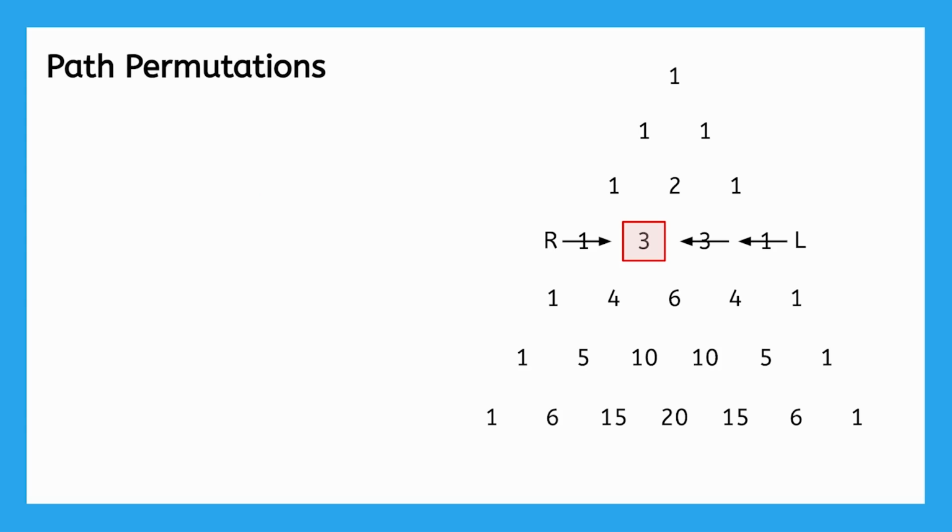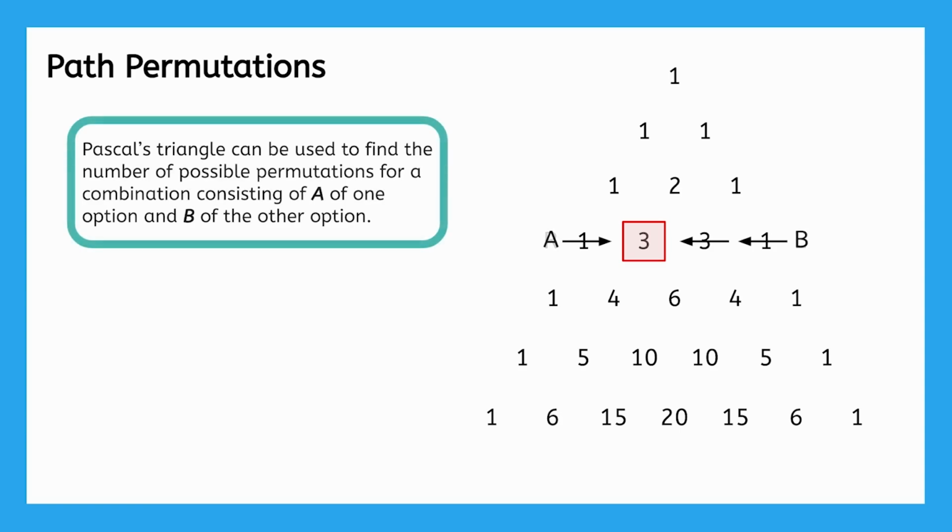More generally, in situations with only 2 options, Pascal's triangle can tell you how many permutations can be made with A of one option and B of the other option. Since the triangle is symmetrical, it doesn't even matter which option is A and which is B. 1 A and 2 Bs will have the same number of possibilities as 2 A's and 1 B. Using this newfound pattern, let's try a harder example.